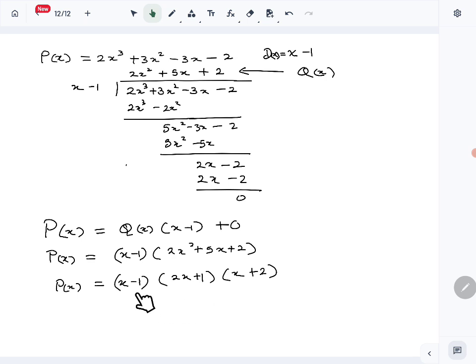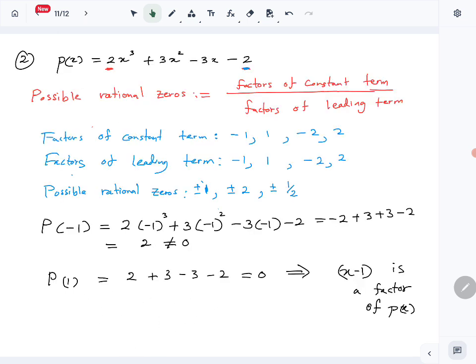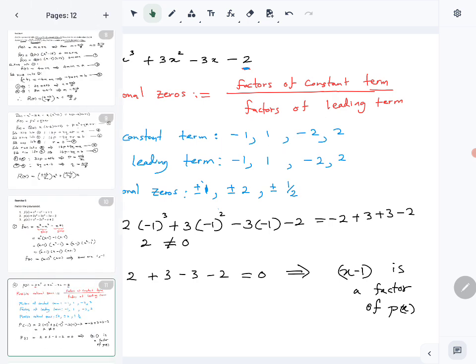So it has what zeros? x equals 1. We will write the zeros also. Zeros are: first factor equal to 0, x equals 1. Second factor equal to 0, minus half. Third factor equal to 0, minus 2. So those are the zeros, right? So when you can't do grouping, you have to figure out one of the factors using the factor theorem and this possible zeros method, right? Right, let's do the last one.